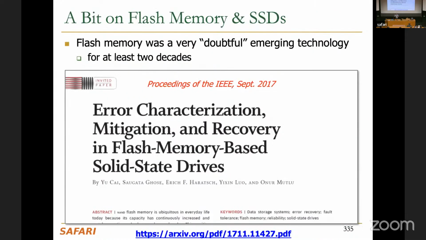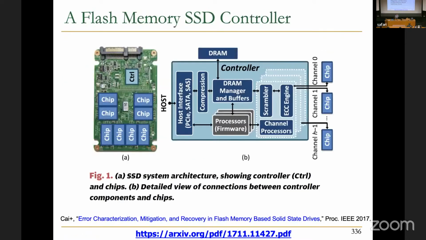As I mentioned yesterday also, this is one of the reasons for working on it, right? Flash memory was a very doubtful emerging technology for at least 2 decades. And now flash memory is everywhere, and it's changed our lives.